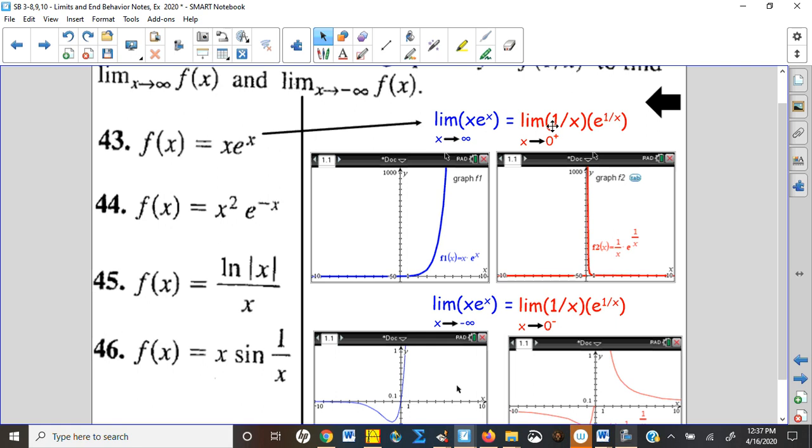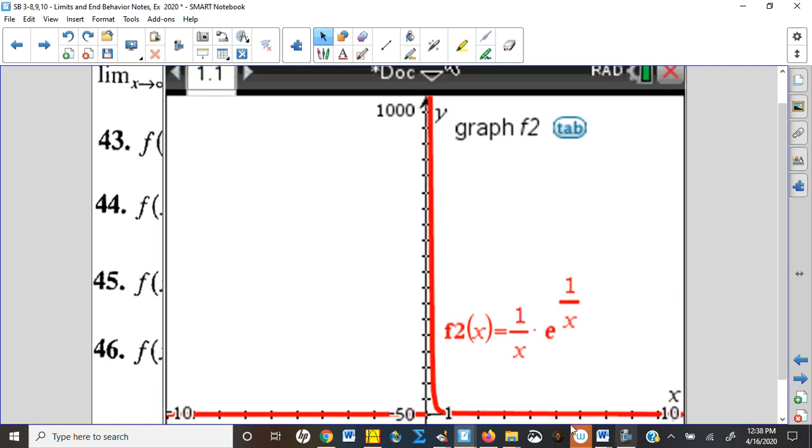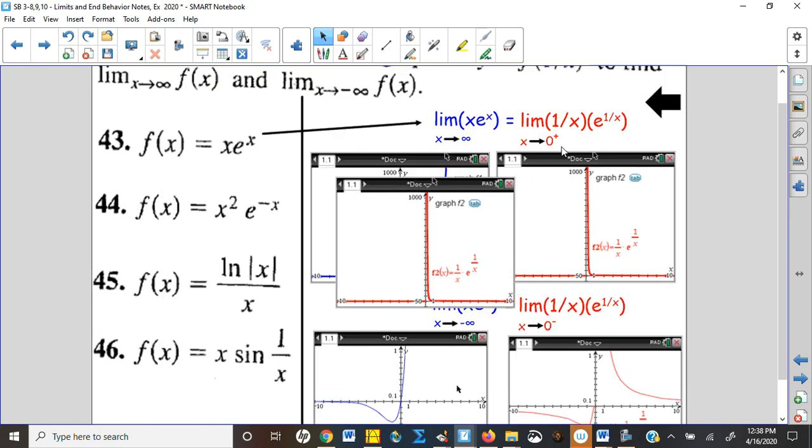But if I take the reciprocal of x, 1 over x, and put it in for x, so there's your 1 over x, and then put it in for x with e, so there's e to the 1 over x, I get a totally different graph. I get this graph right here. But now we're not looking at the graph as it goes to infinity. We're looking at it as it approaches 0 from the right. And sure enough, x equals 0 is a vertical asymptote, and we're approaching positive infinity. So we get the exact same answer in that manner.